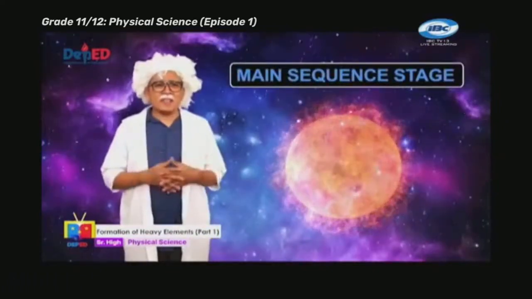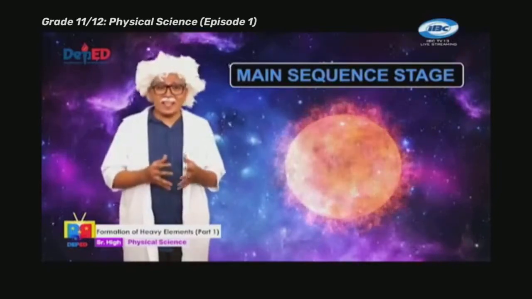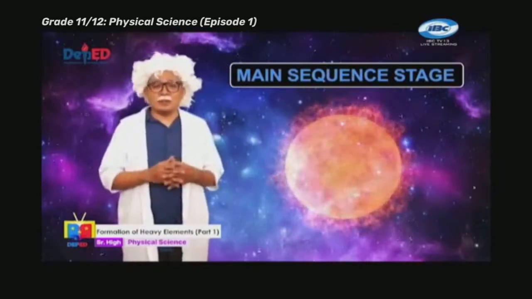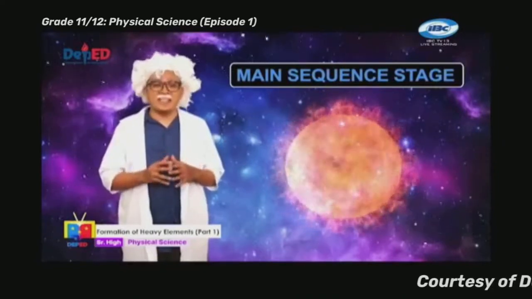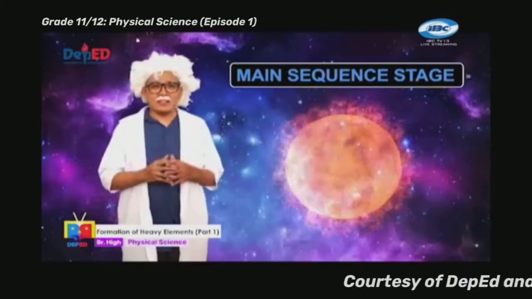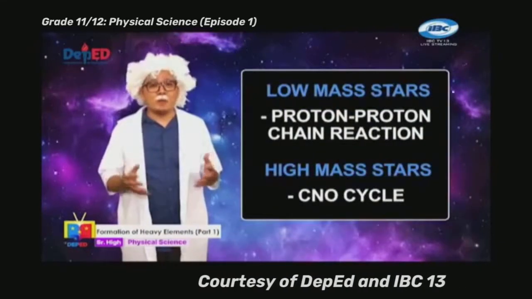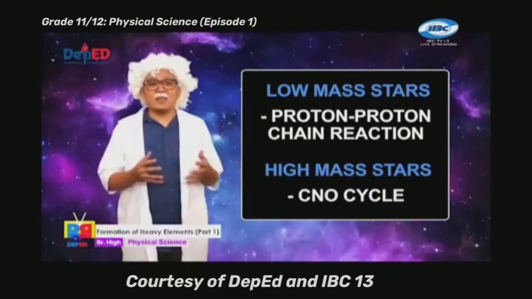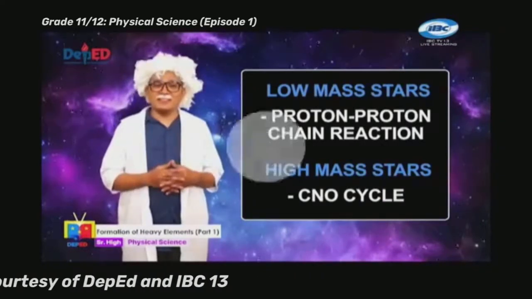Now, what happens inside the star in its main sequence stage depends on how big it is. In other words, different types of nuclear fusion happens inside the star depending on how big it is. For medium-sized stars like our sun, the proton-proton chain reaction is dominant. For more massive stars, the CNO or carbon-nitrogen-oxygen cycle is more dominant.